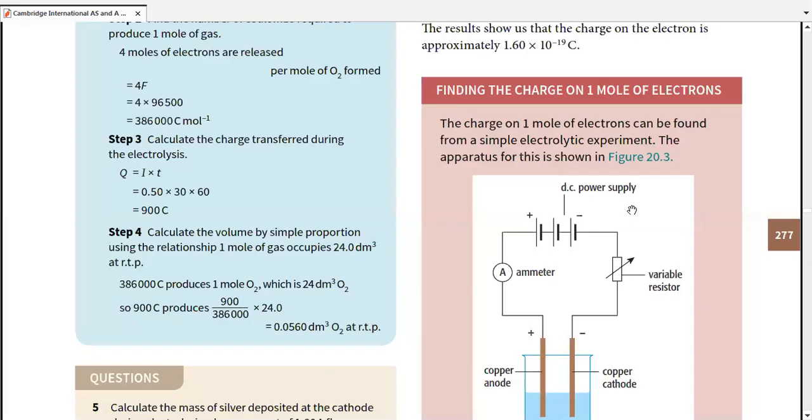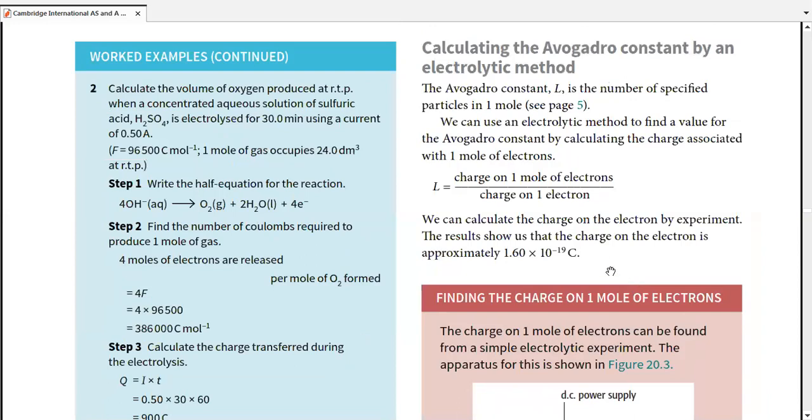All right. Yesterday, we were talking about calculating the Avogadro's constant by an electrolytic method, and the method was simple. The Avogadro's constant was given the symbol capital L, and that was equal to charge on 1 mole of electrons divided by charge on 1 electron. By dividing it, we'll simply get the value for 1 mole, which is Avogadro's constant, 6.02 × 10^23. Okay, if you remember that from AS or from O levels.